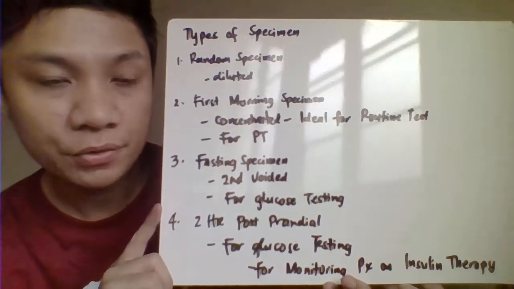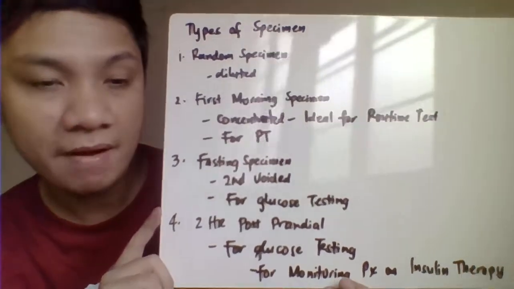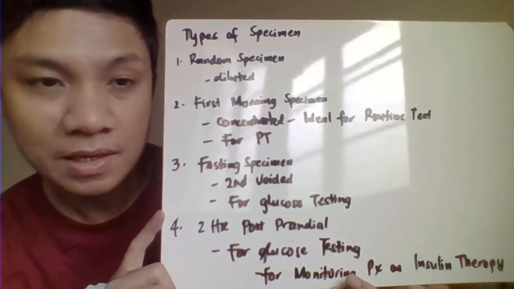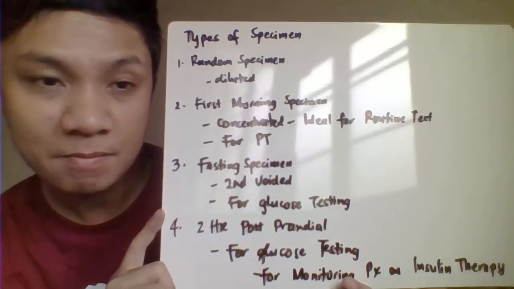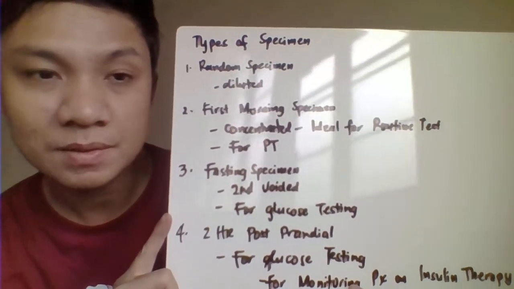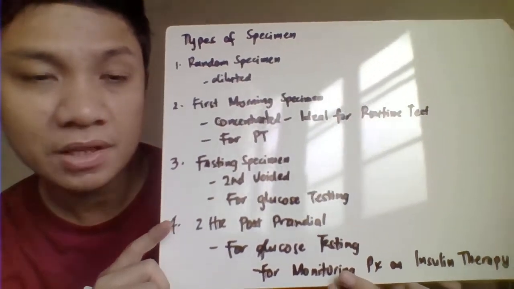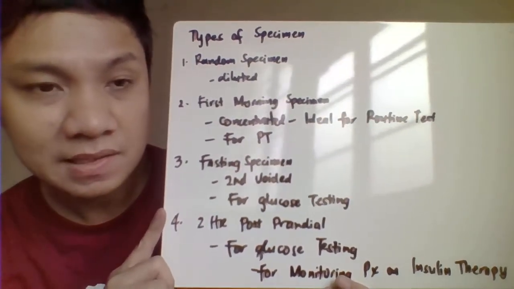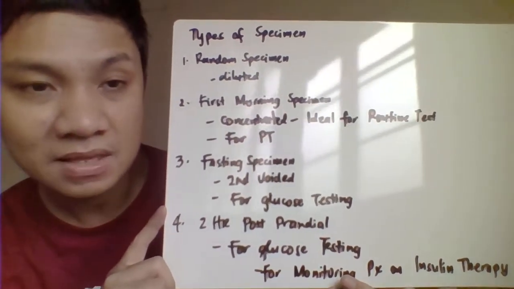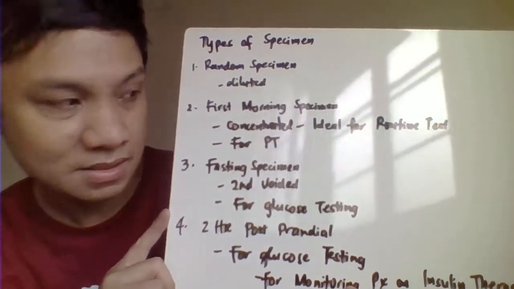Okay, now we go to the different specimen collection procedures. The first one we have here is the random specimen. Random specimen is the urine specimen collected any time of the day. However, the problem of the random specimen is that it is more of a diluted specimen, although you can use that for the routine tests. But then again, since it is a diluted specimen, it might underestimate the actual concentration of your cellular sediments.